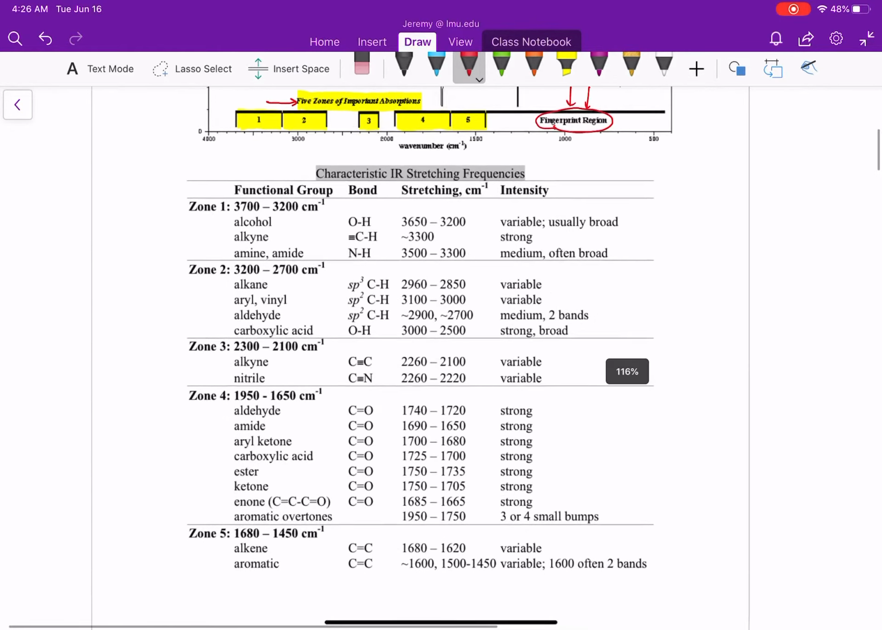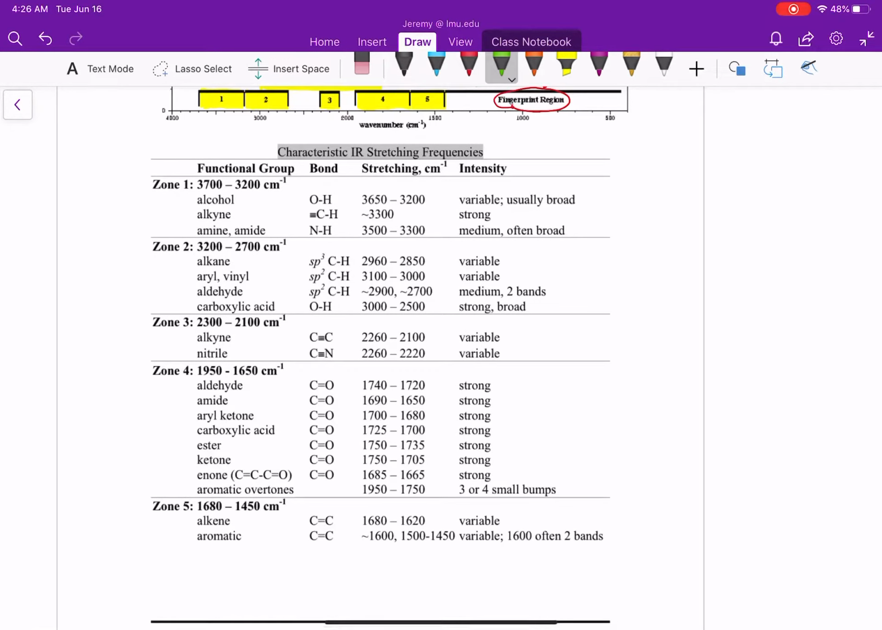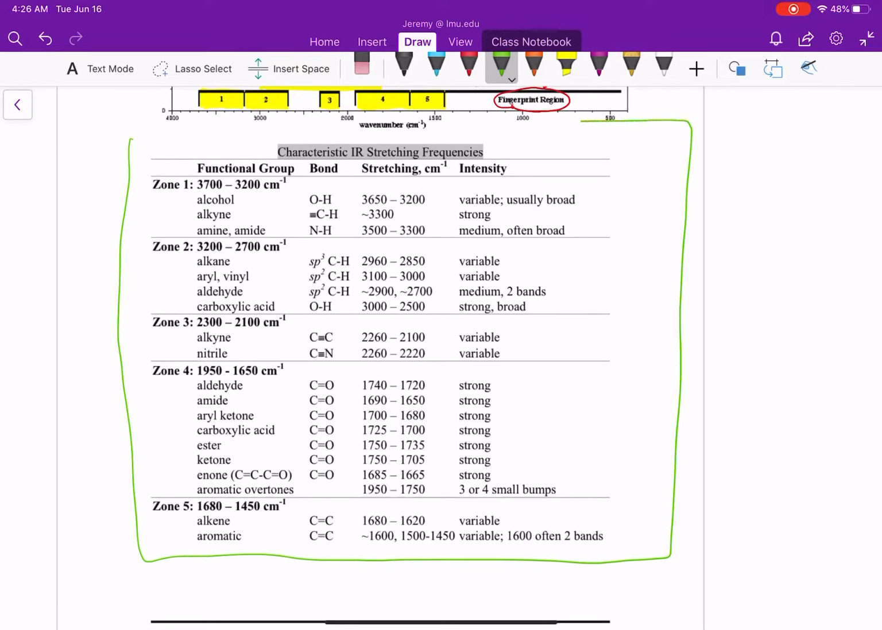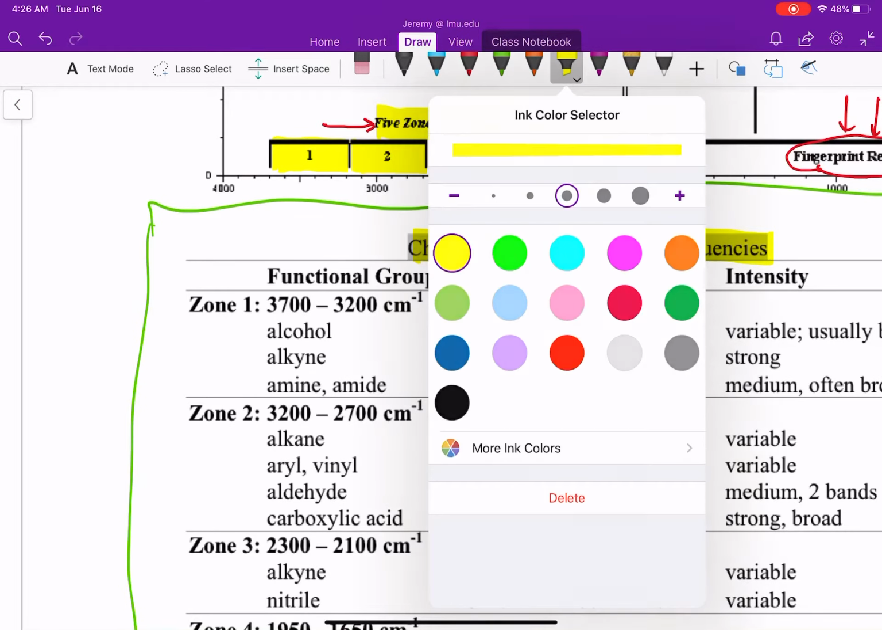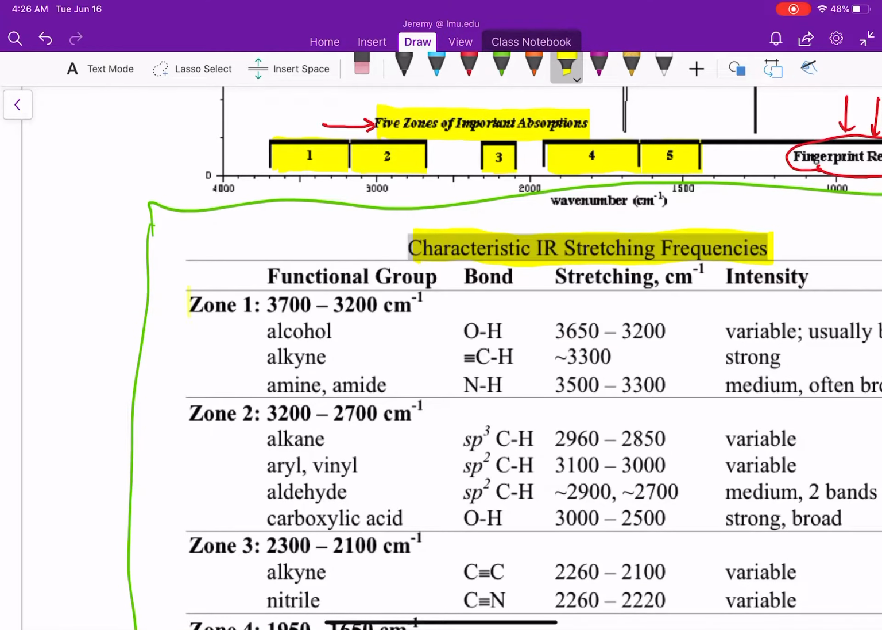The first thing we have to do is look at our table here. This table is going to be very, very important to understanding IR. These are our characteristic IR stretching frequencies, or energy. So let's break this down into our 5 zones. Our first zone is zone 1. This comes between 3,700 and 3,200 wave numbers. 1 over centimeter is wave numbers.